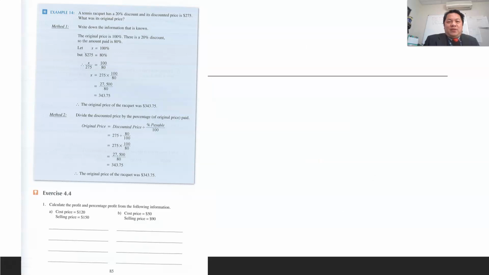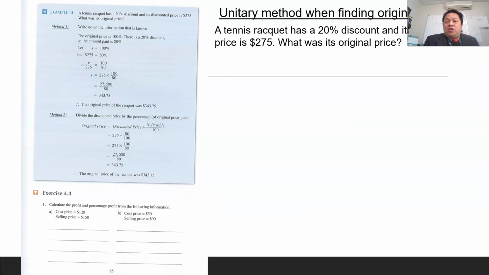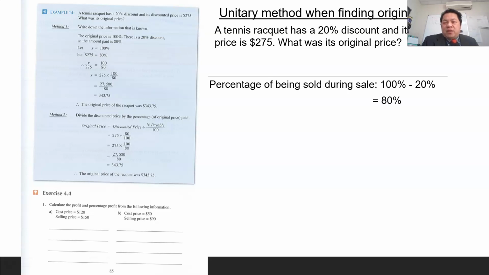Okay? Next part. This part here is slightly more challenging, that you need to use a unitary method that we have touched on early on. So a tennis racket has a 20% discount, and now it's discounted. It's $275. Bear in mind $275 is the discounted price. So in other words, what you're paying is 80% of the original price. Make sense? So 80% represents $275.